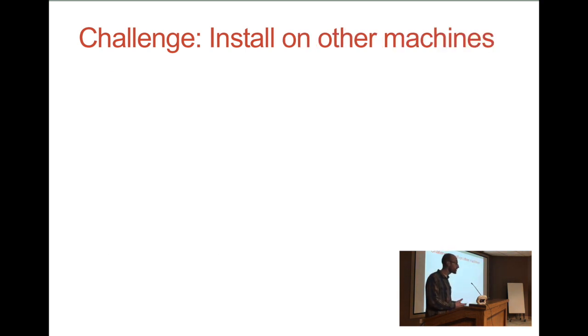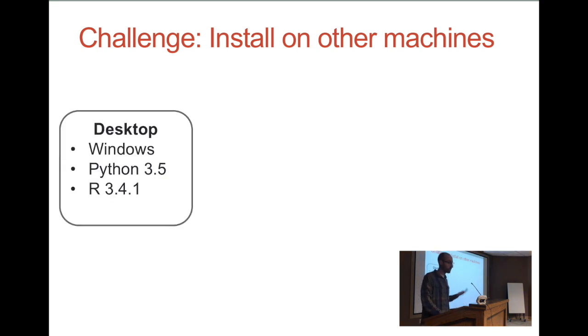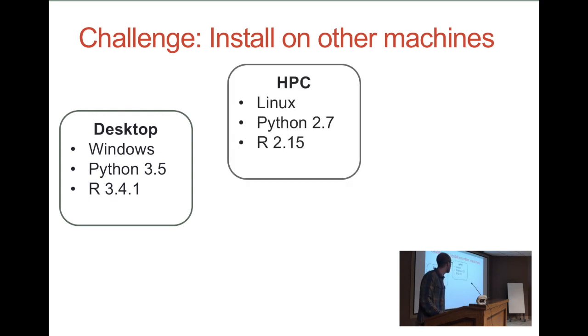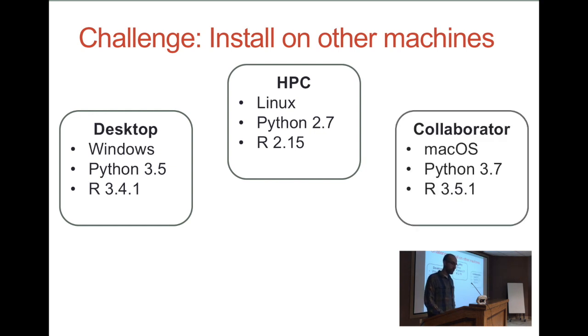And just getting it installed on your machine is only the first part of the battle. Then you're likely to want to install it on other machines, right? So if you install it on your Windows desktop where you're running reasonably recent versions of Python and R, well, then you have a long-running job, so you need to run it on your HPC. Well, the system administrators never update that stuff, so you have Python and R from 10 years ago. So your code's not going to run easily. And then your collaborator, maybe they are on Mac and they like to upgrade as soon as possible, right? So they have the bleeding edge versions of Python and R.